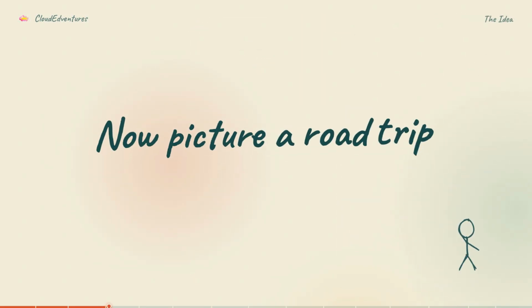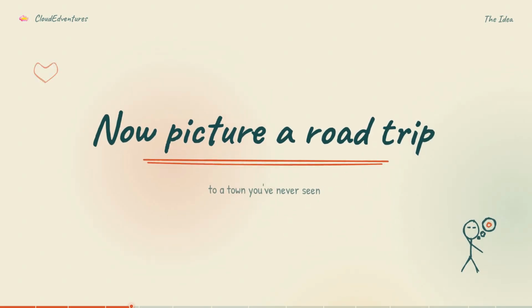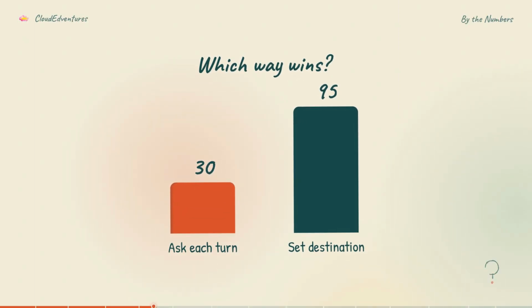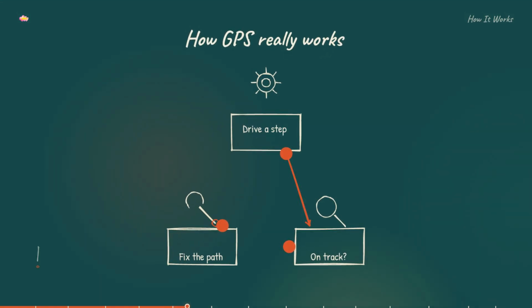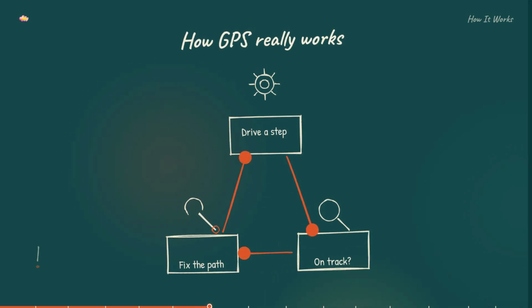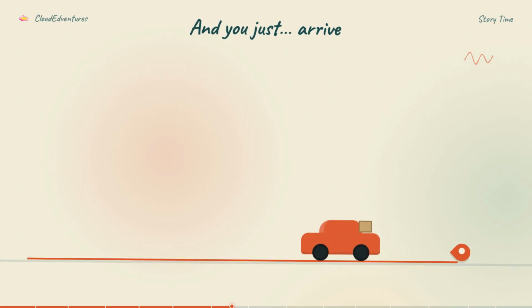Now, picture a road trip to a town you've never seen. You don't know the streets, you just want to arrive. You could stop at every corner and ask a stranger which way, or set one destination and let it guide you. GPS does something clever. It loops. Drive a little, check if you're on track, fix the path, then repeat. You never touch the map again. The loop keeps correcting itself until, ding, you've arrived.